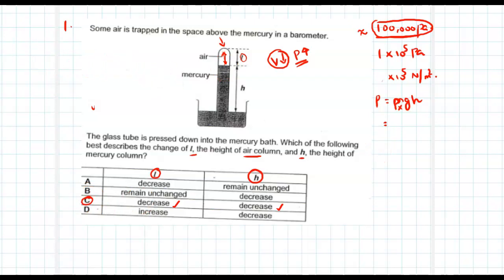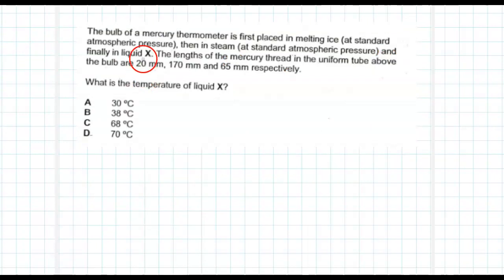Okay, then go to the next question. So the second question: the bulb of a mercury thermometer is first placed in melting ice. Here we have a liquid-in-glass thermometer. It has a bulb, and inside there is a thread or a bore, and in the bulb we have mercury. When it is heated, the mercury expands and moves up the bore and shows the reading.